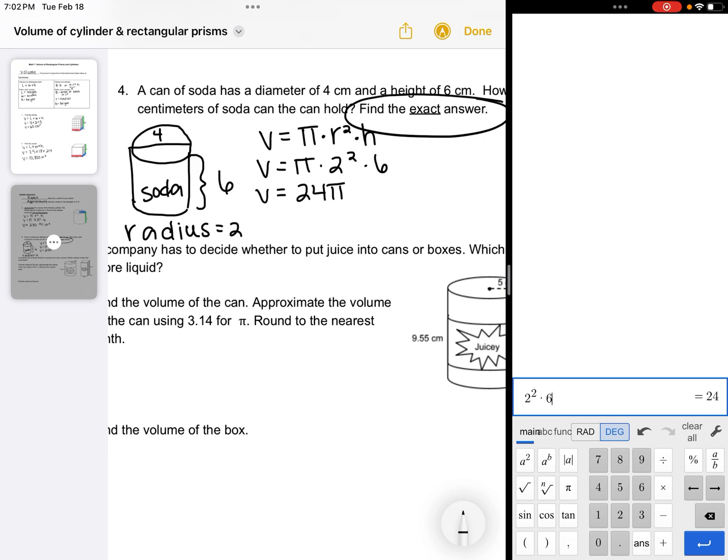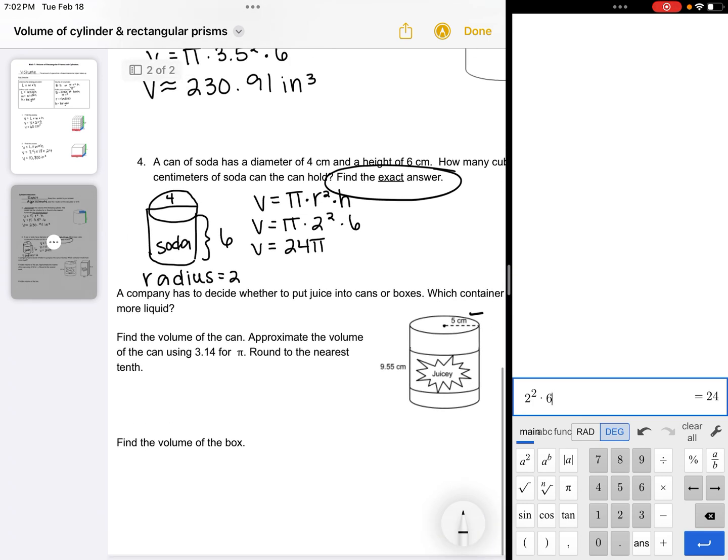Alrighty, to our last question. It says a company has to decide whether to put juice into cans or boxes. Which container would hold more liquid? So first we have a cylinder can, or we have a juice box. First it tells me to find the volume of the can. Approximate the volume of the can by using 3.14 for pi. Round to the nearest tenth.